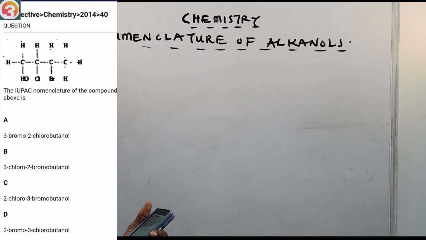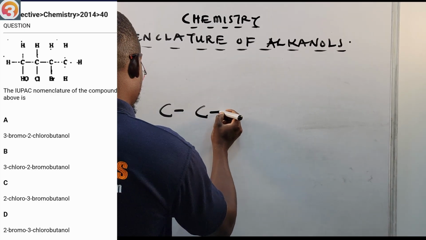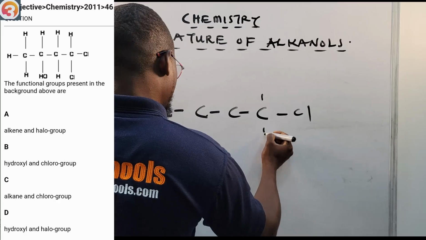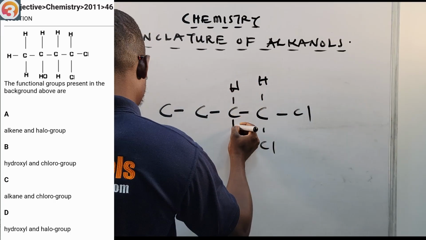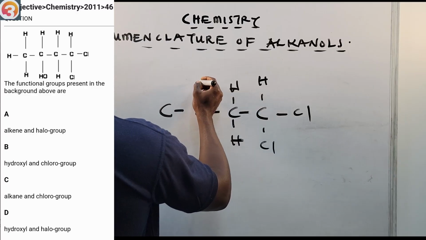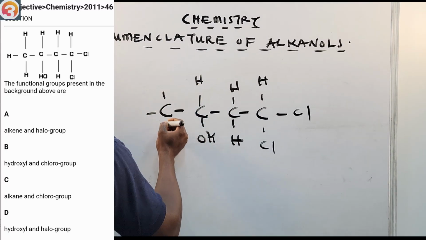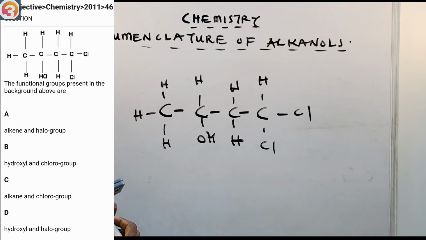This is a 2011 question, number 46. The structure has a chloro group here, chlorine again, with H, H, H, H, OH, H, and H. We are told to name this compound.